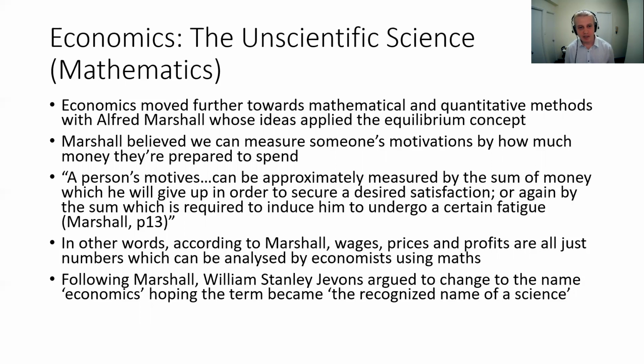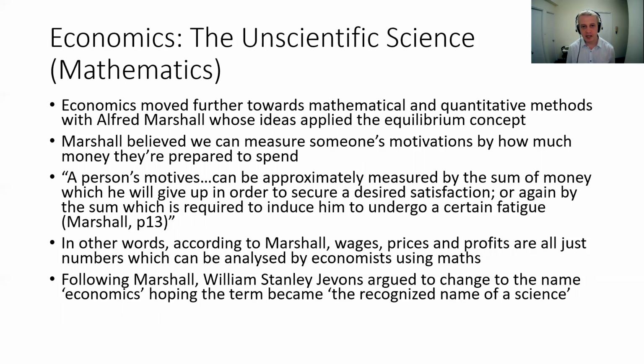So Marshall is famously quoted as saying, "A person's motives can be approximately measured by the sum of money they will give up in order to secure a desired satisfaction, or again, by the sum which is required to induce him to undergo a certain fatigue." What are we prepared to pay for something? What are we prepared to sacrifice for something? That's the basic way of finding out what value is. So in other words, according to Marshall, things like wages, prices, and profits are all just numbers, and we can analyze these using maths.